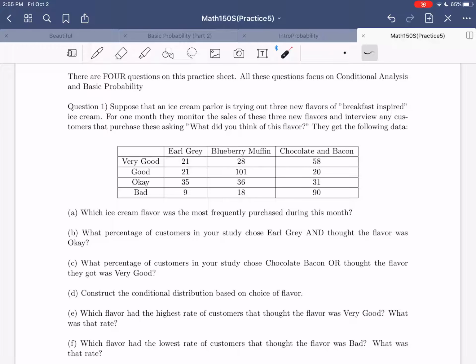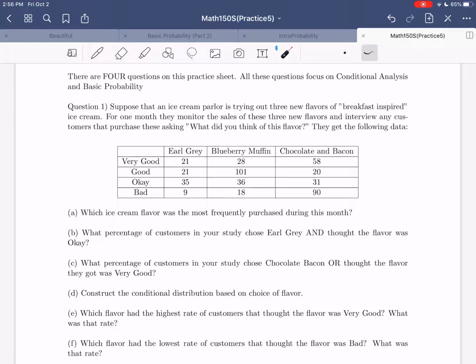So the 3 flavors that it looks like they are trying out are Earl Grey, Blueberry Muffin, and Chocolate Bacon. And then when they asked these people what did they think, they were allowed to say they thought the flavor was very good, good, okay, and bad. Again, this is what we call a two-way table. Remember that the way to think about this is any of these values inside are the frequencies of individuals that had both of these traits or fell into both categories. So in other words, there were 101 people who had the blueberry muffin flavor and then said that flavor was good.